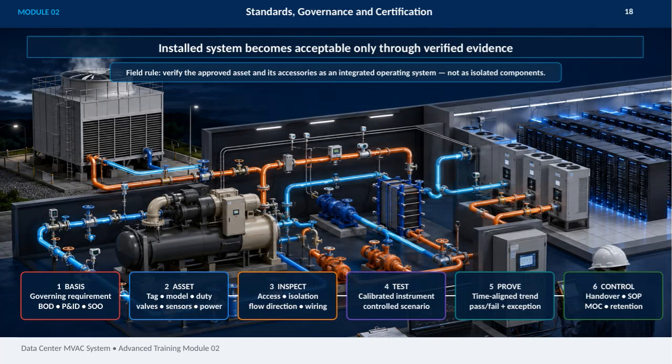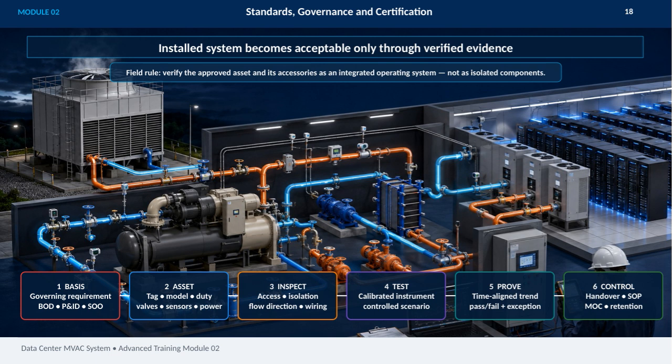This slide covers the essential stages for ensuring that a data center MVAC system is acceptable through verified evidence. First, the basis is established by governing requirements like BOD, PNID, and SLO documents. Then, the asset itself must be clearly identified with tags, models, and assigned duties including valves, sensors, and power components. Next, inspection focuses on access, isolation, flow direction, and wiring to make sure everything is properly arranged. Testing involves using calibrated instruments under controlled scenarios to validate performance. Proving the system requires time-aligned trend analysis, looking for pass, fail, and exceptions to ensure reliability.